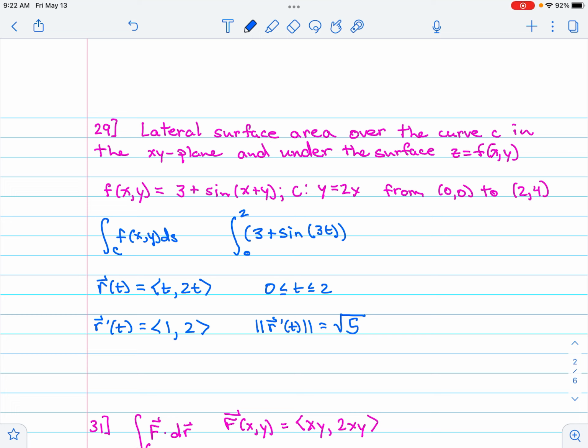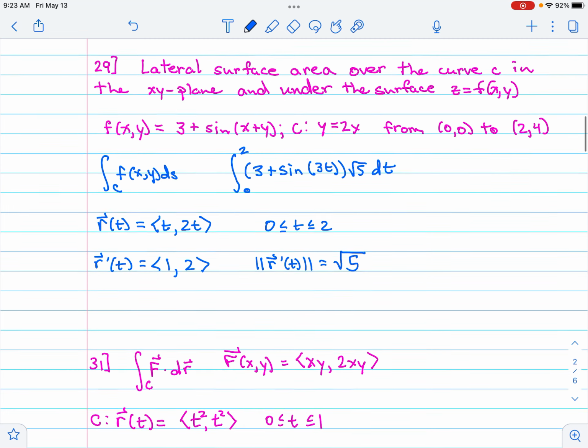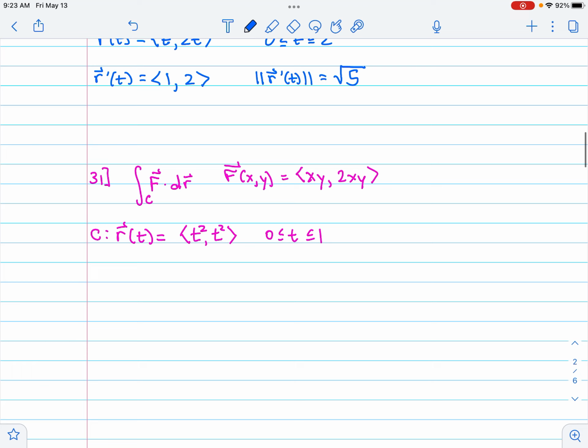And in place of ds, I'm going to put the square root of 5 dt. And we just integrate that. Okay, now let's move along here. Now we've got a vector field line integral, so a line integral involving a vector field.